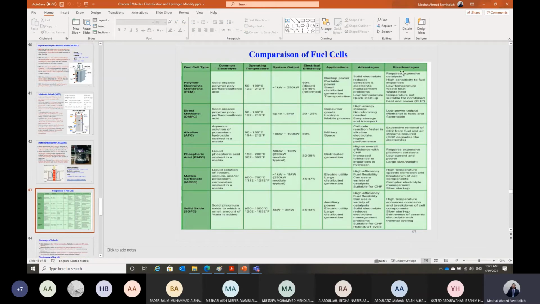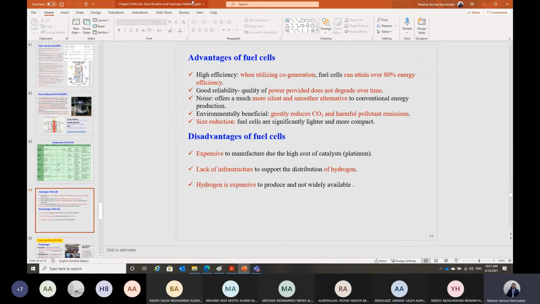Here is a detailed comparison of all of the fuel cells that we have presented here. You can just look at this table. The advantage of the fuel cell, when we utilize cogeneration, when we recover the heat out with the hot water, because fuel cells are working at high temperature.